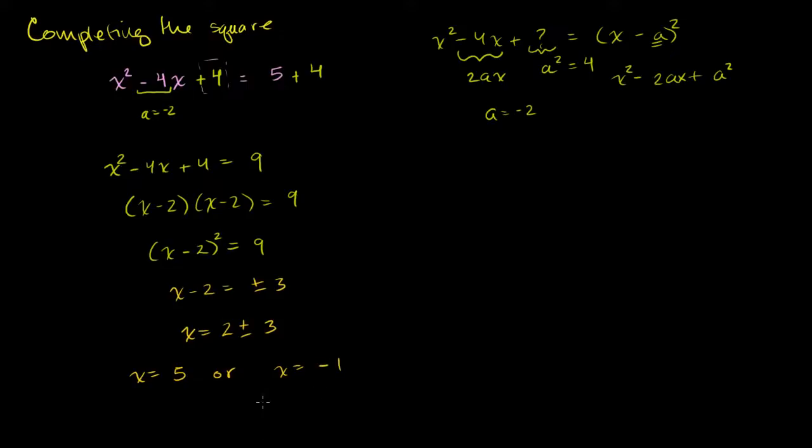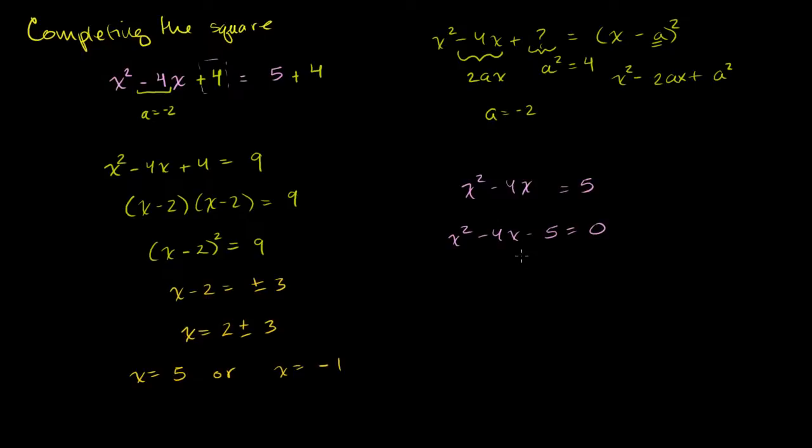And we are done. Now, I want to be very clear. You could have done this without completing the square. We could have started off with x squared minus 4x is equal to 5. We could have subtracted 5 from both sides and gotten x squared minus 4x minus 5 is equal to 0.